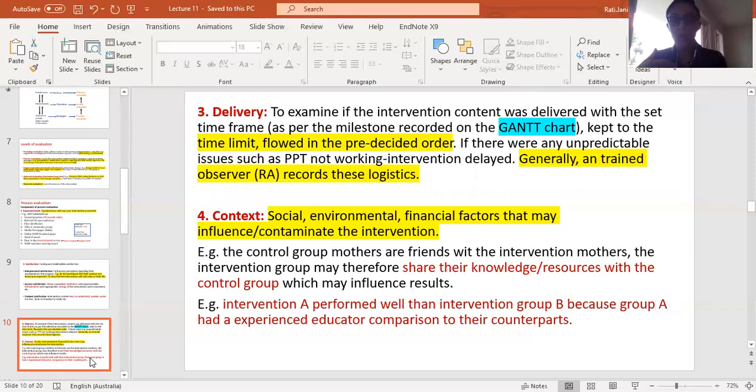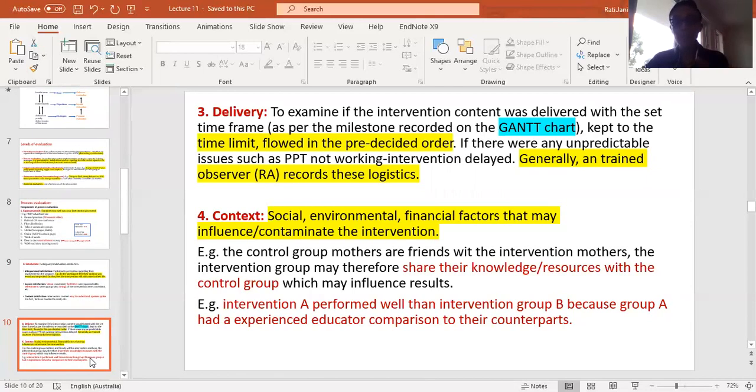Some of you may know already, especially classmates who are already working in the space as nutrition assistants. For example, a Gantt chart shows whether you are meeting your milestones for your intervention planning cycle. For example, in week 1 you were to start recruitment. Have you really started, or are you lagging behind?